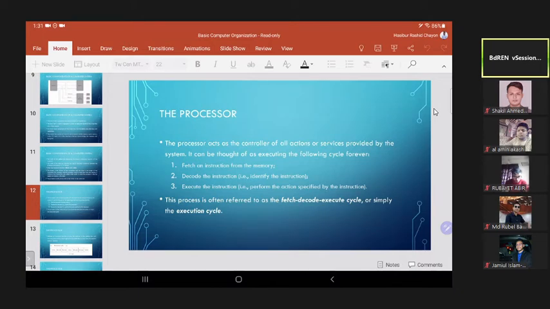So what is fetch instruction? Whenever you try to execute any instruction, you have to get the instruction from the memory. You have to read it from the memory. You have to collect it from the memory. That is called a fetch. Fetch means get it, collect it, right? So that is the fetch.